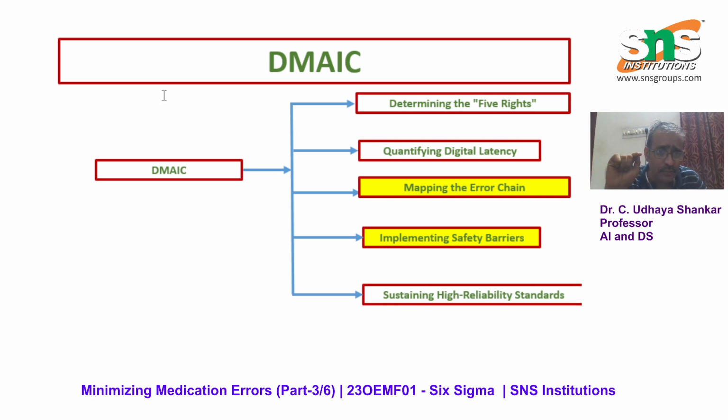This stage shifts the focus from human error to systematic failure, looking at how environment and workflow contribute to the mistakes.